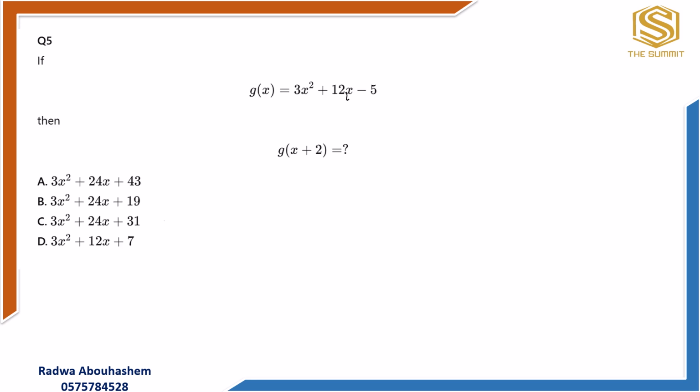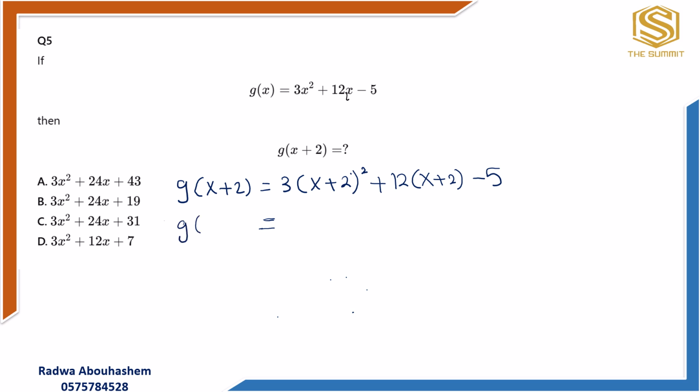If g of x equals 3x power 2 plus 12x minus 5, then find g of x plus 2. This means I'm going to substitute each x with x plus 2. So instead of x here, I'm going to put x plus 2. So g of x plus 2 equals 3 times (x plus 2) power 2 plus 12 times (x plus 2) minus 5. I have, of course, to simplify more.